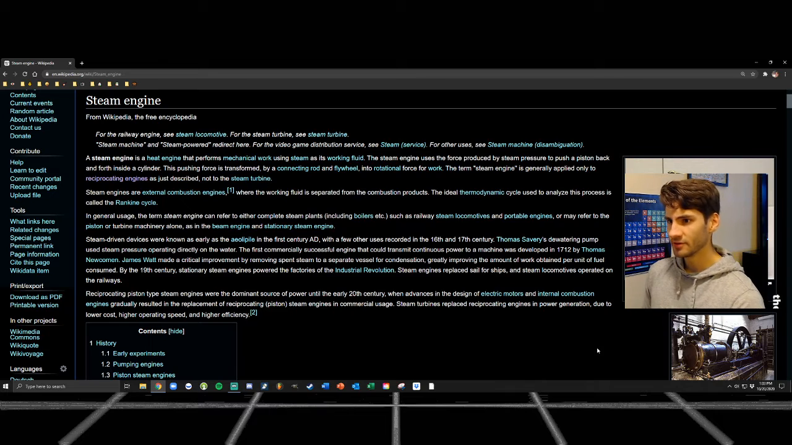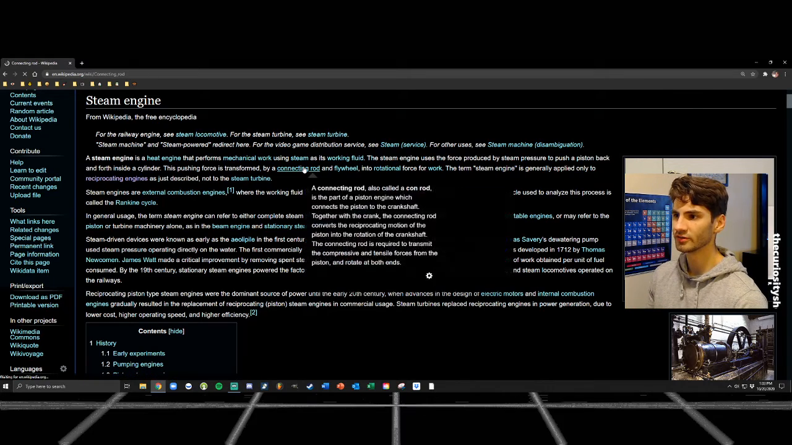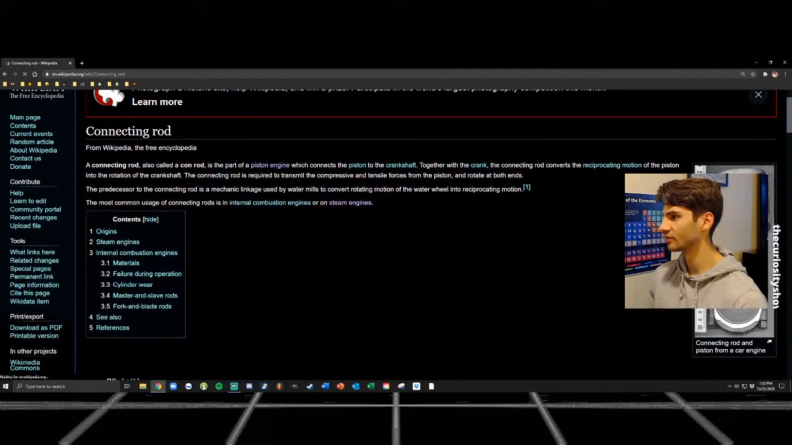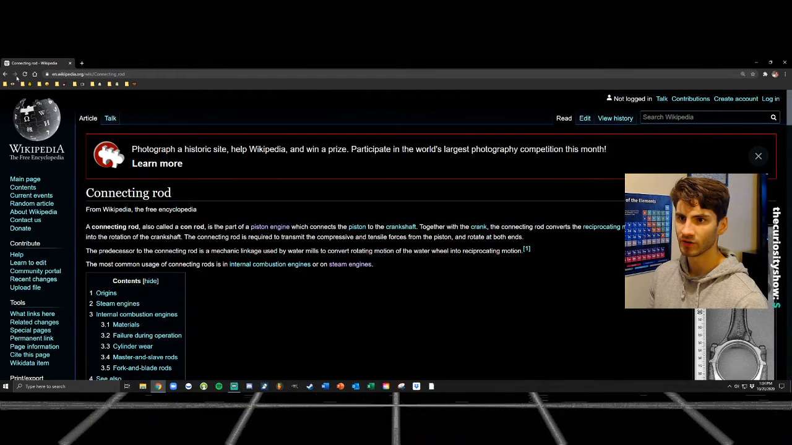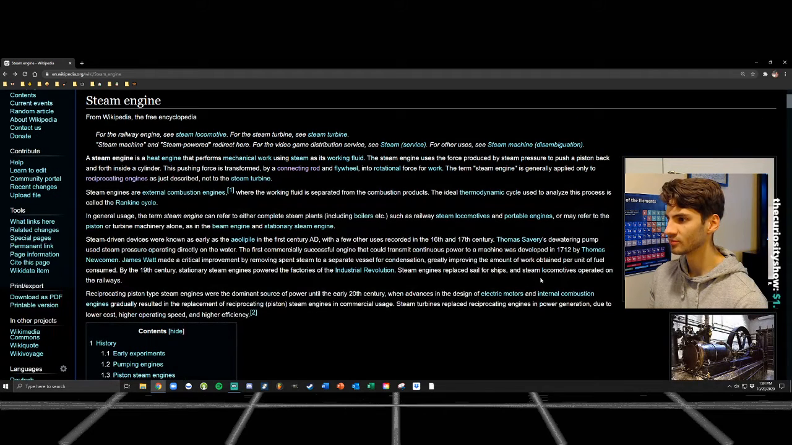Okay, cool. A steam engine is a heat engine that performs mechanical work using steam as its working fluid. The steam engine uses the force produced by steam pressure to push a piston back and forth inside a cylinder. This pushing force is transformed by connecting a rod and a flywheel. Hold on, let's see what a rod is. By connecting rod and piston from a car engine, which still doesn't tell me what the rod is and what the piston is. Doesn't matter. And a flywheel. Holy crap. So connecting a rod and a flywheel.